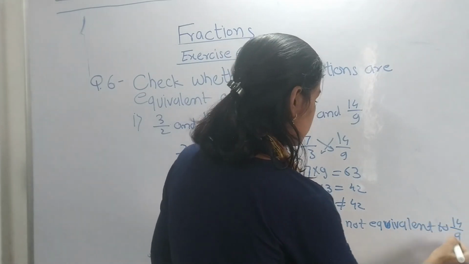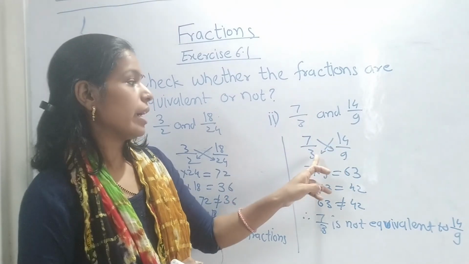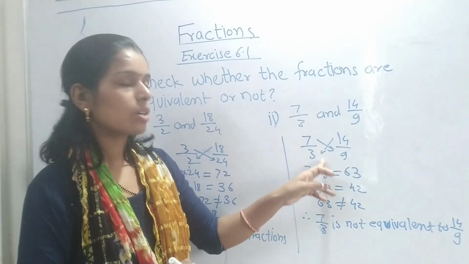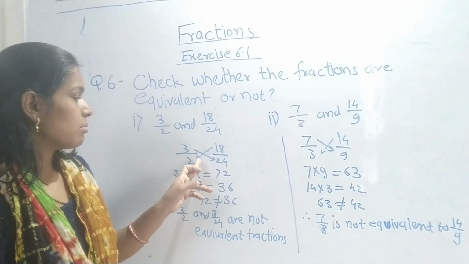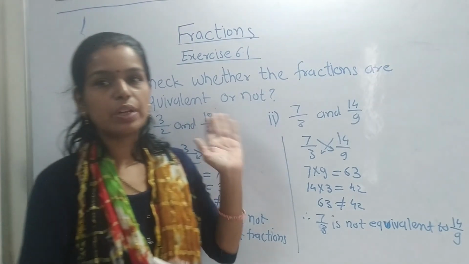14 upon 9. Or you can check here. 7 2s are 14 is there. And 3 2s are 6 should be here. But here is 9. Means their common multiple is not same. Here also 3 6s are 18 is there. But 2 6s are 12 should be here. Here is 24. So they are not equivalent fractions.